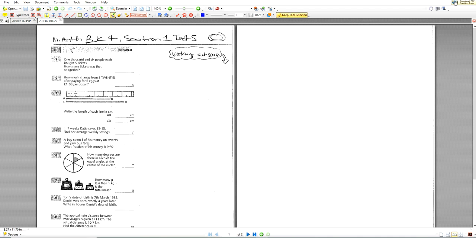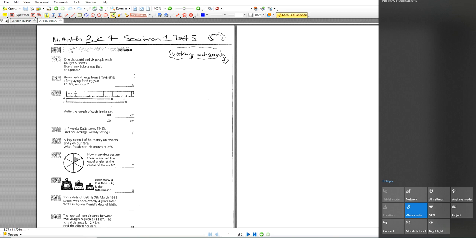We're looking at a small video on the Mental Arithmetic series by Schofield and Sims. This is book 4, section 1, test 5. I've separated section C from all the other sections on the page, and we'll be looking at just these 12 questions. Okay, let's get started.